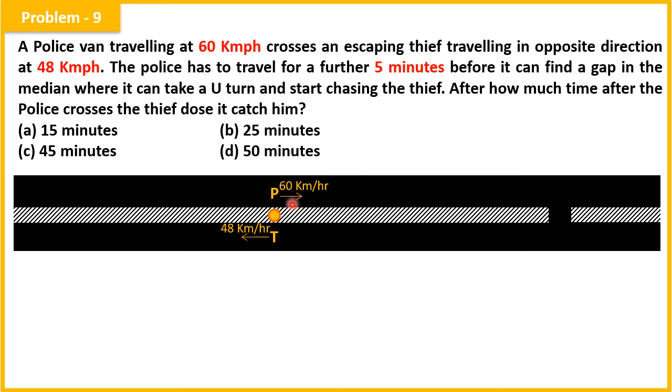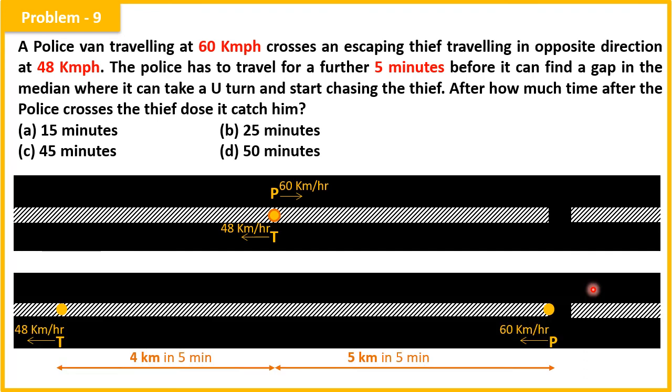So if the police travels for 5 minutes here, how much distance will the thief move in 5 minutes, that you need to calculate. That is 48 multiplied by 5 divided by 60, that is 48 multiplied by 1 by 12, that is equal to 4 kilometers. So in those 5 minutes the thief will go 4 kilometers ahead, and the speed of the police is 60 km per hour. So in 5 minutes it will travel 5 kilometers. So from this point to this gap the distance is 5 kilometers like this.